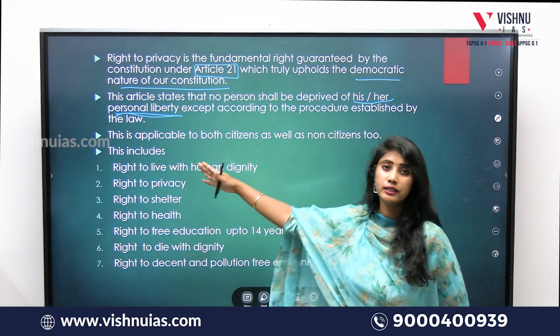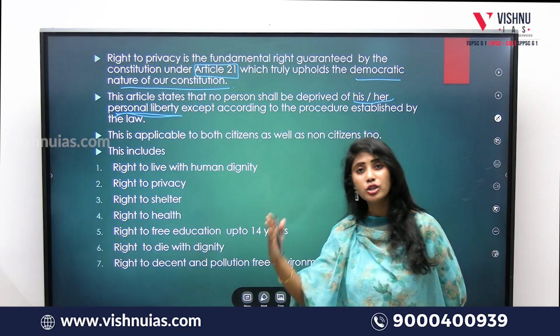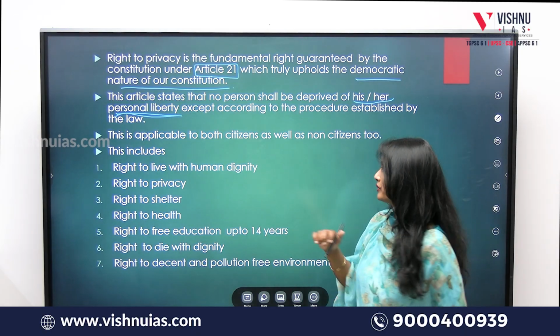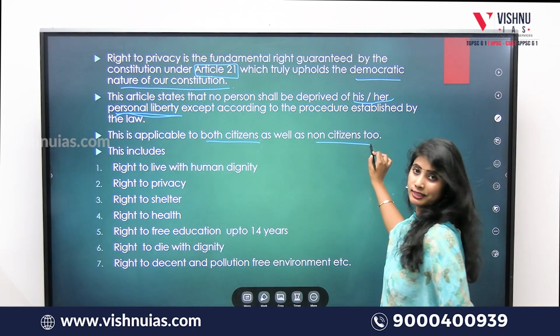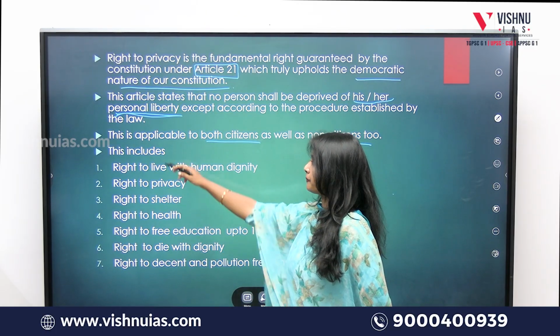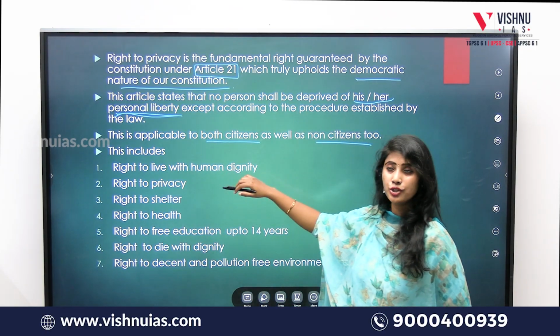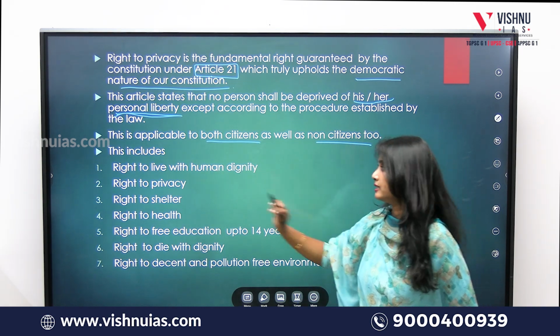Okay, this article is applicable not only to the citizens of India but also to the non-citizens of India. Very important point to be noted over here. Applicable to both citizens and non-citizens. Remember this also. And finally, these are some of the areas that come under Article 21. Okay, so let's see some of them.